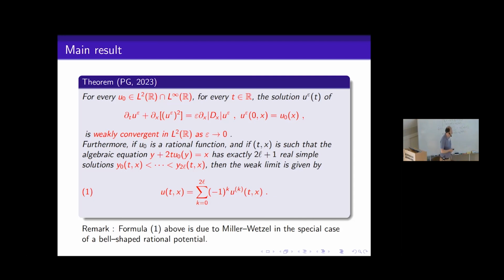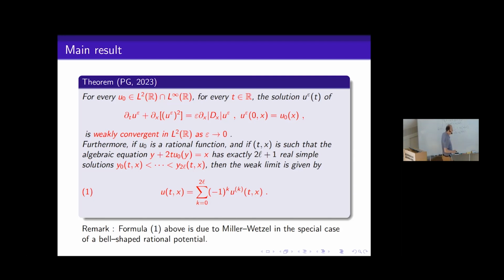So let me call this solution the real, and let me assume they are simple. This is generic, of course. Let me call them y0, etc., y2l. And then I claim that the weak limit is given by this formula.